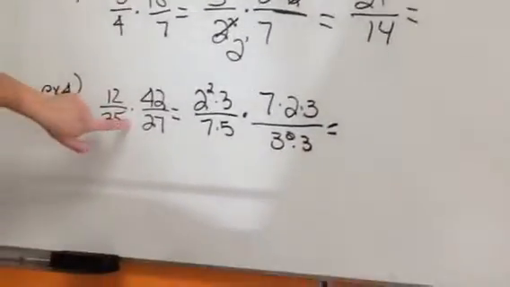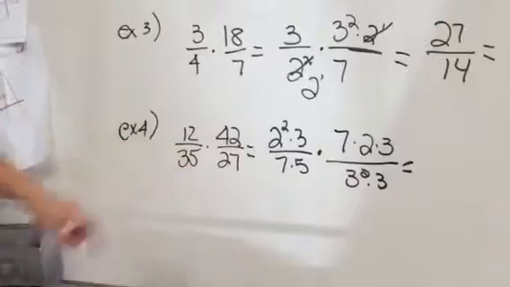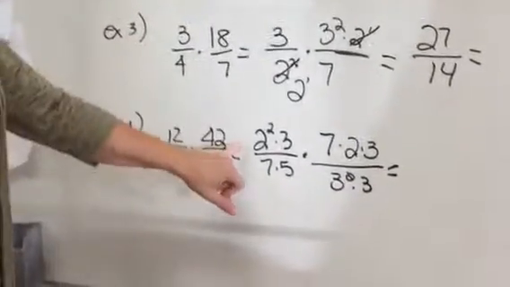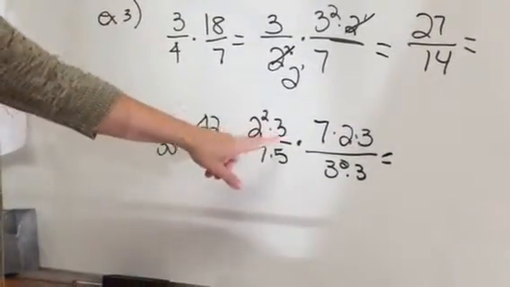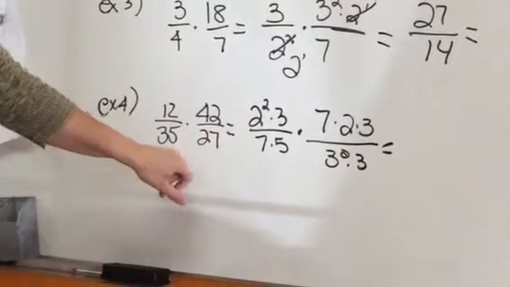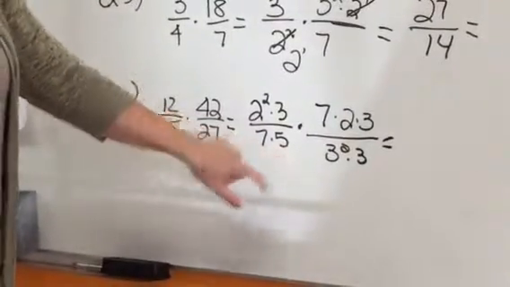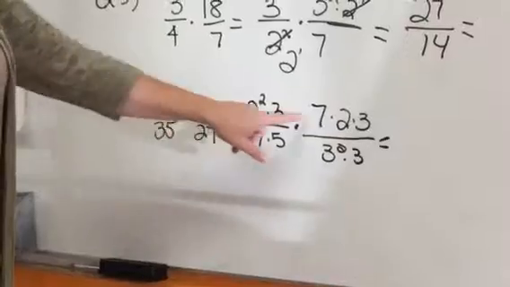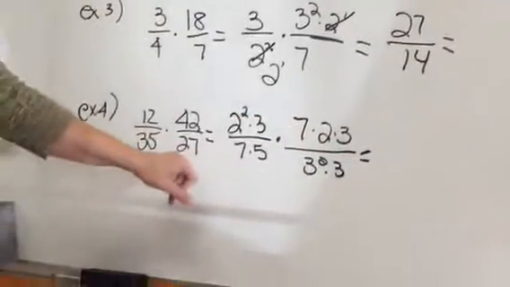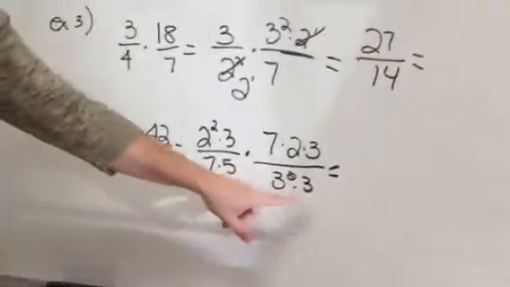12 over 35 times 42 over 27. 12, I broke that down into 4 times 3, which is 2 squared times 3. 35 is 7 times 5. 42 is 7 times 6, so 7 times 2 times 3. 27 is 9 times 3, so 3 squared times 3.